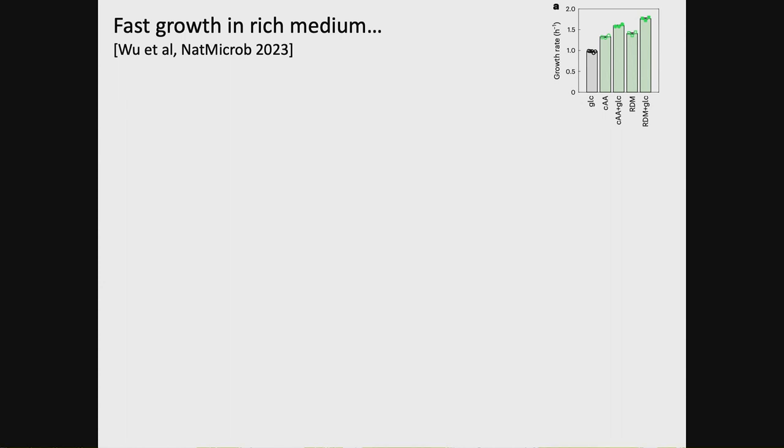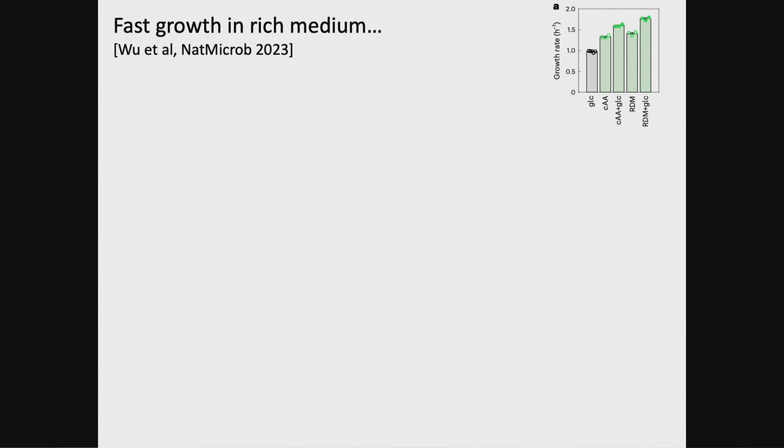Okay, so that was for minimal medium with a simple carbon source. Then we can also look at what happens in rich medium, where there's often the situation when the bacteria are in famine or feast. And during feast, all kinds of goodies are there. So this is an example where for E. coli, we feed it with glucose. That's a gray bar. And you can add various goodies. So CAA is just a suite of amino acids, a hydrolyzed product of casein. And then RDM is a rich defined medium where you also provide nucleotides, vitamins, and such.